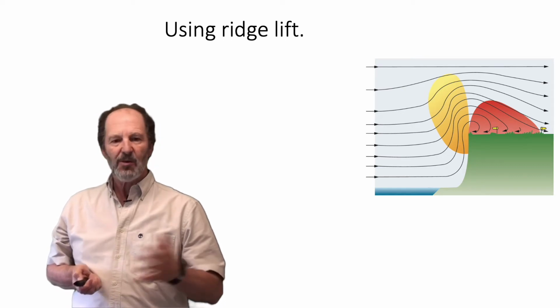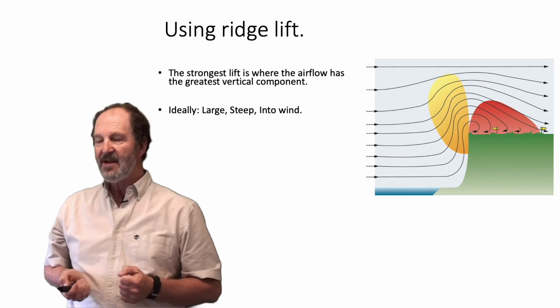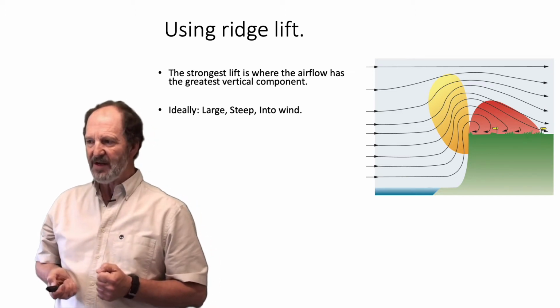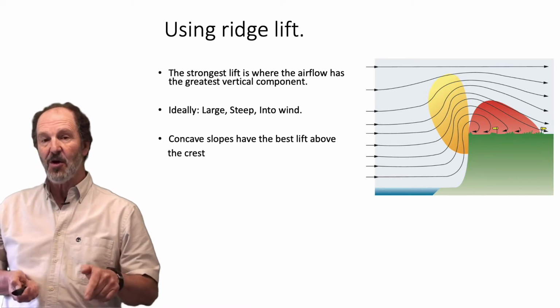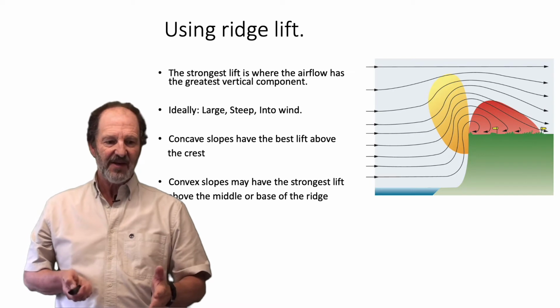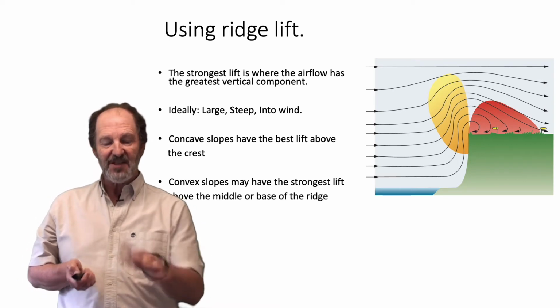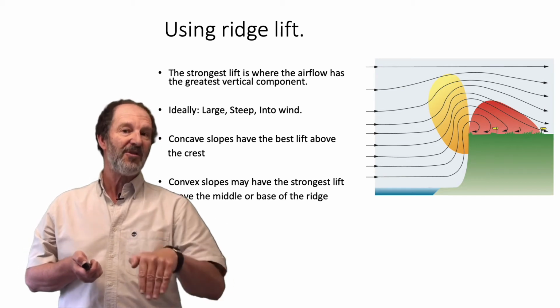All right, so we want a hill that is large, just so we have a lot of room to play around in, steep as possible and into wind. And if that's concave, we want to have the best slope above the crest. A convex slope, where it's steeper near the bottom, like the South Downs for example, you often find that the best lift is just above the middle of the ridge or even further out above the foot of the ridge.